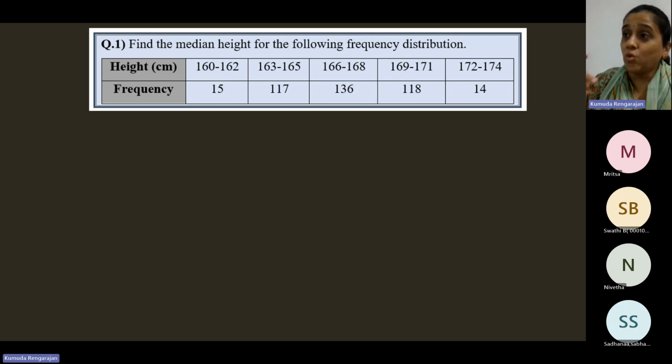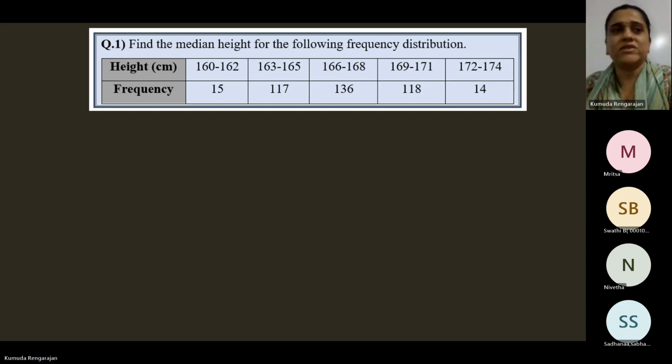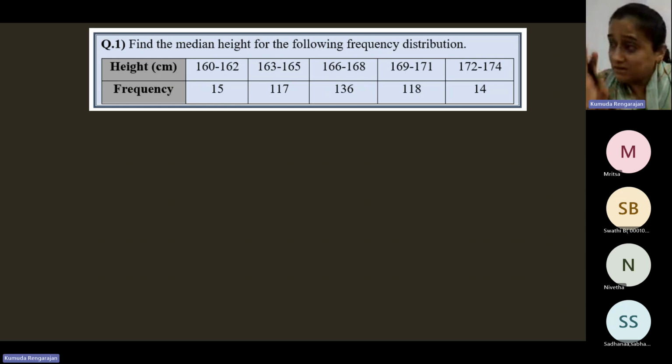In such cases, the value of the median will be given to you. Because if the table is incomplete, you cannot find the median. Supposing one frequency is not known to you, then how can you find the median? You can't. To find the median, you need all the class intervals with their respective frequencies. So if one or two frequencies are missing, you cannot find the median. Then what will the question be? The median will be given to you.